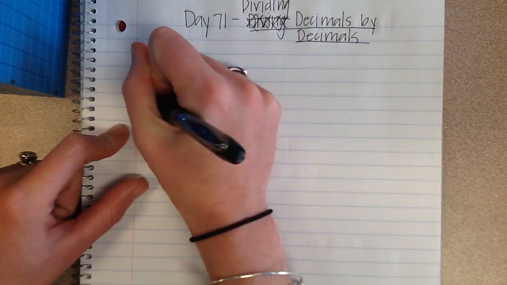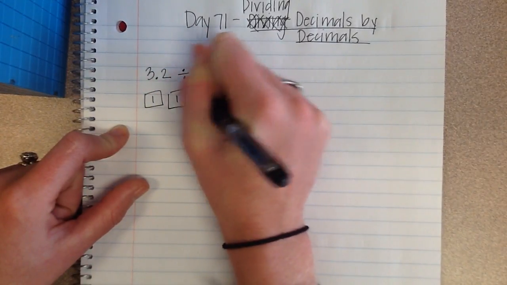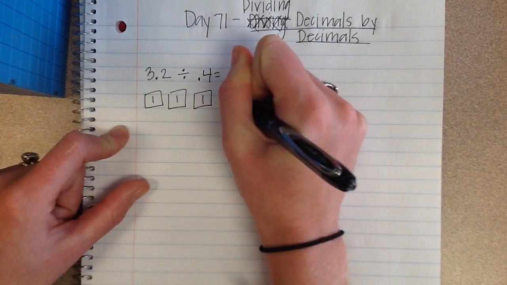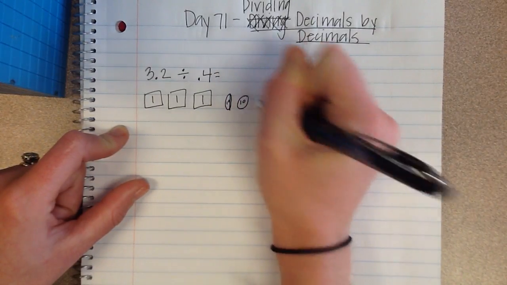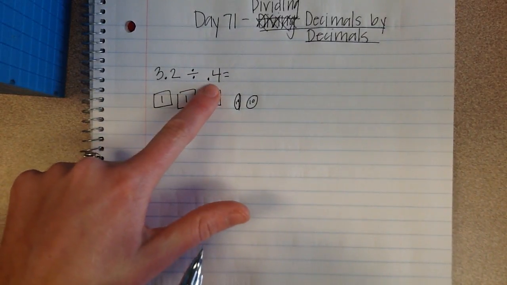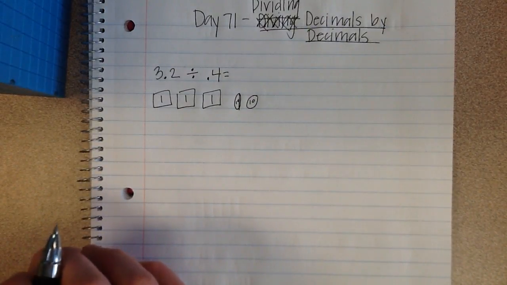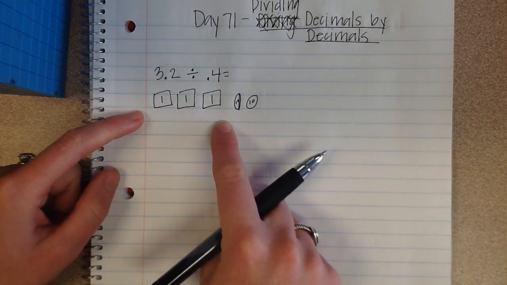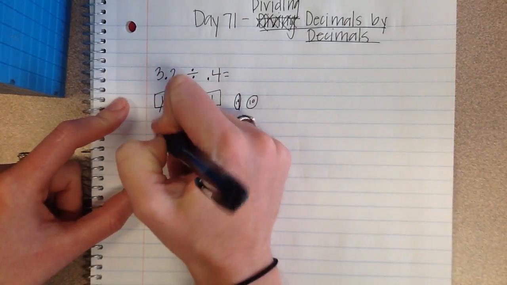So I'm going to draw $1, $2, $3, and a dime, and another dime. Okay, I've drawn my total amount out. Now I need to break it up into 40 cents. How many groups of 40 cents can I make out of $3.20? So I'm going to have to break this up.